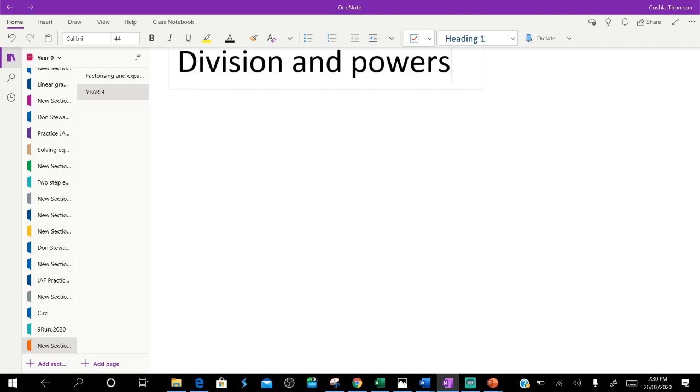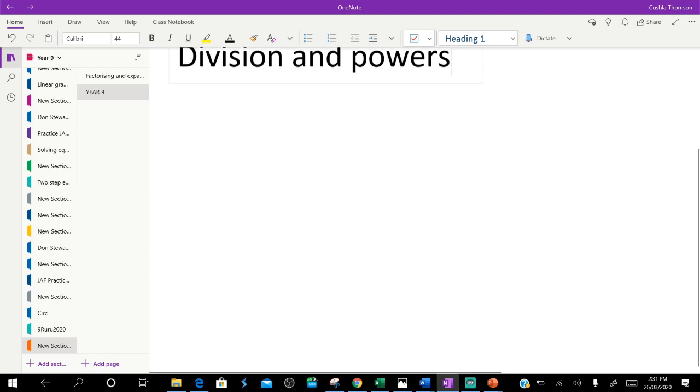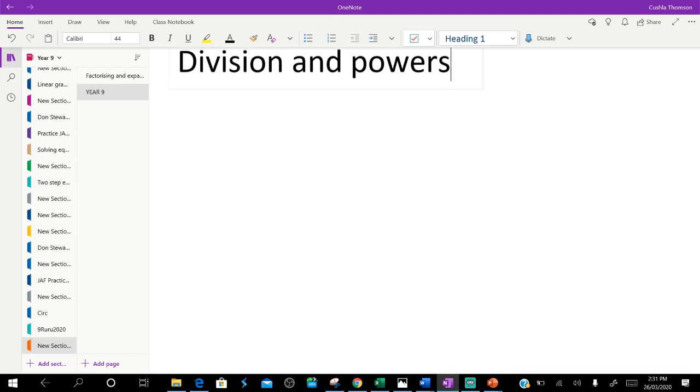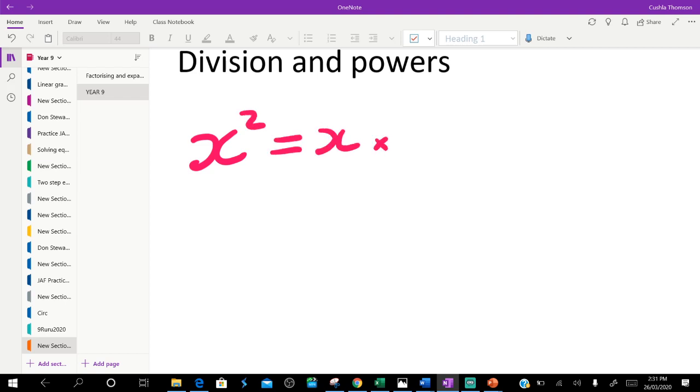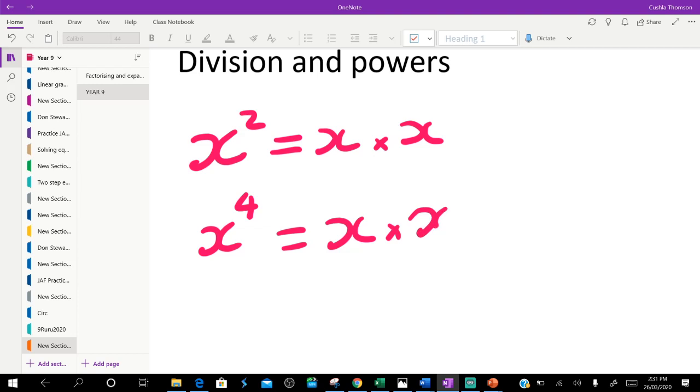No? Alright, so here's what we're going to start off with today. Some questions like this. So, Torben, and Nikki, who else is here? Zach, Kieran. Yep, cool. So, we know that x squared means x times x, right? And we know that x to the power of 4 means x times x times x times x.